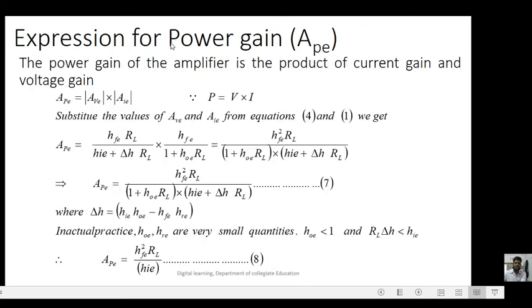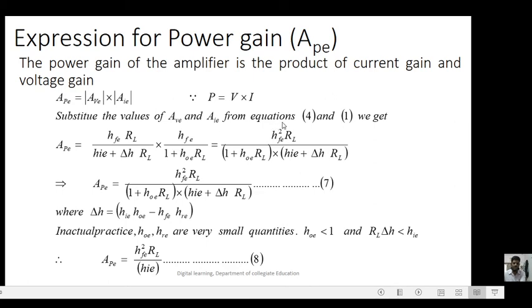Expression for power gain of an amplifier. The power gain of an amplifier can be represented as APE. The power gain of the amplifier is the product of current gain and voltage gain. APE is equal to AVE into AIE, since P is equal to I into V. Substitute the values of AVE and AIE from equations 4 and 1.